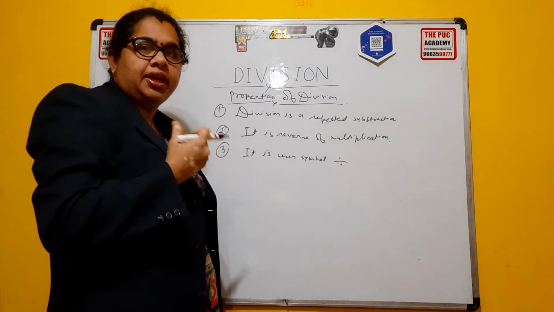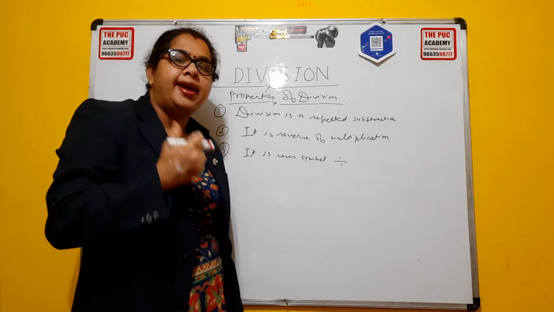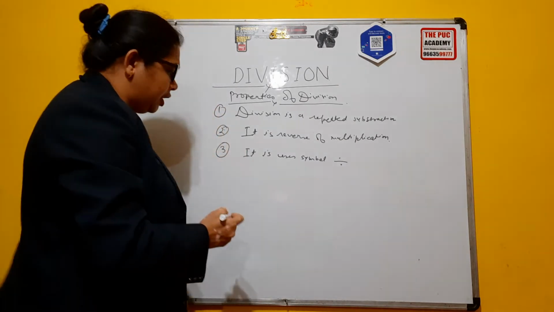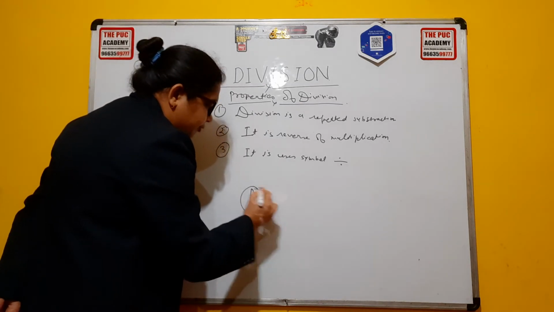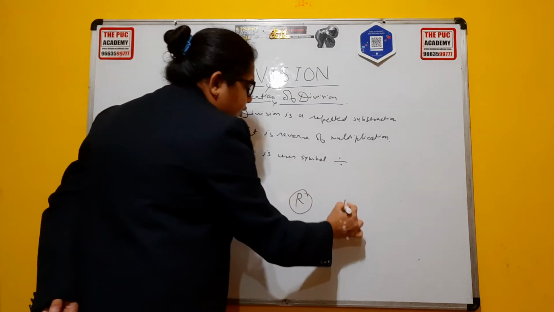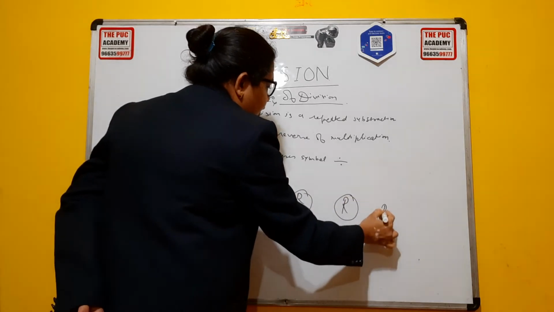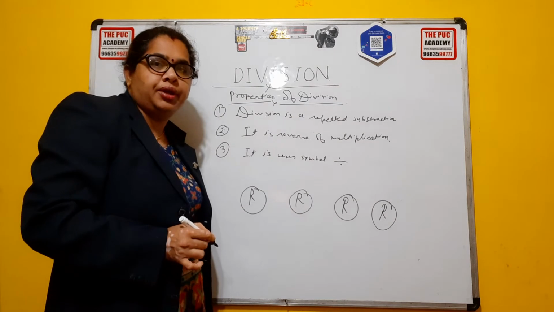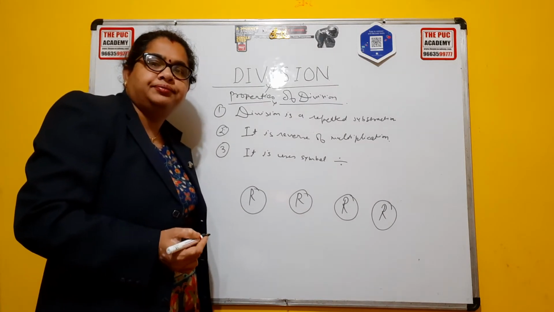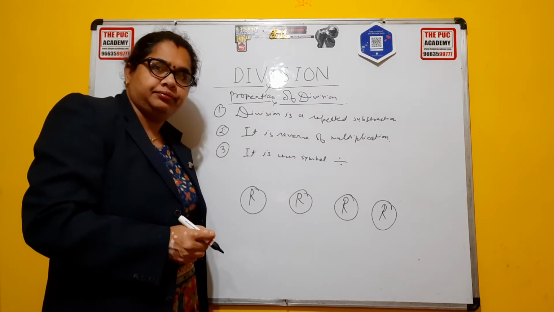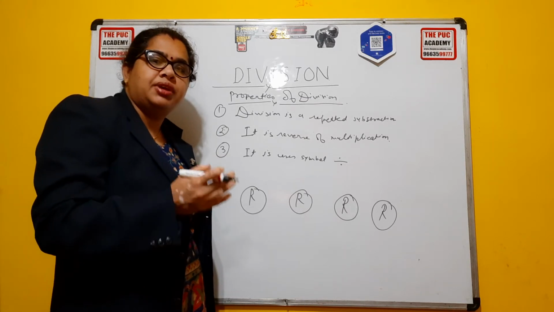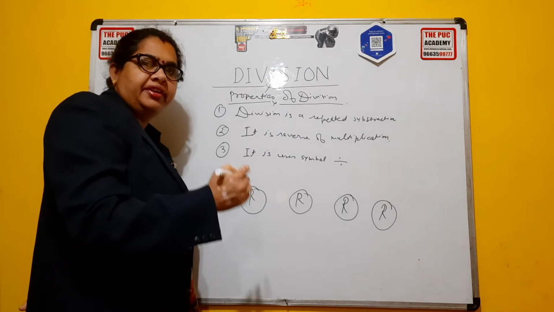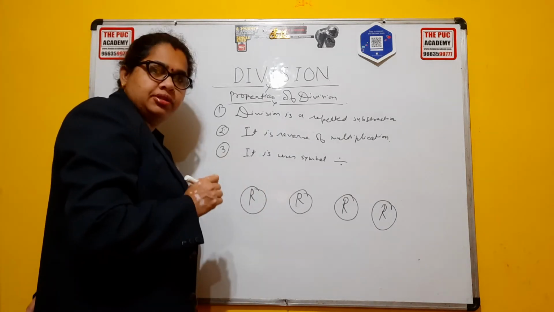So take an example. We have 4 rabbits. How many rabbits are there? Rabbit 1, rabbit 2, rabbit 3 and rabbit 4. We have 4 rabbits. And we have 8 carrots. How many carrots do we have, children? We have 8 carrots. So how can I divide the carrots among 4 rabbits?